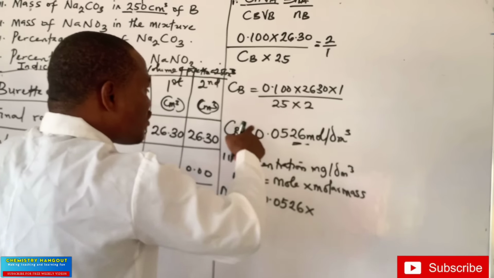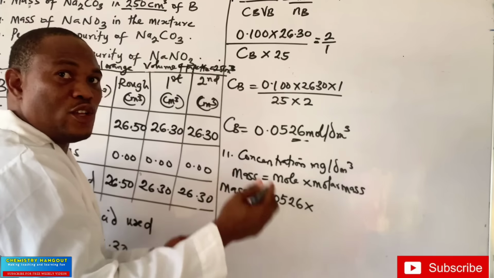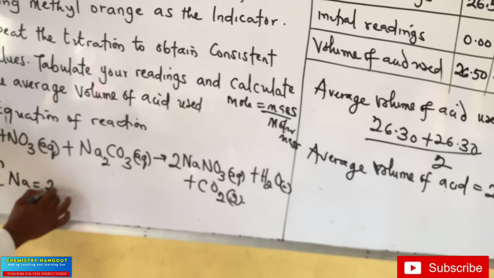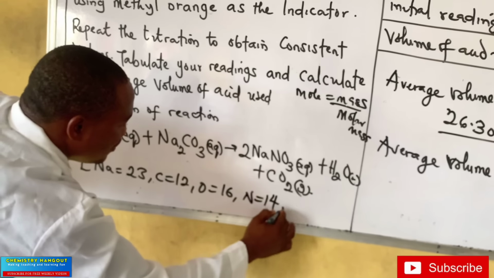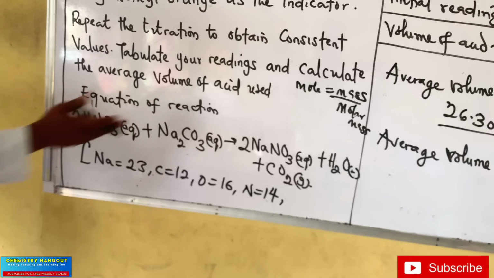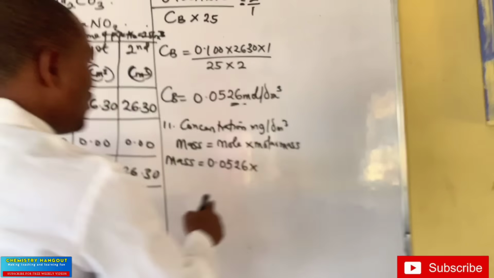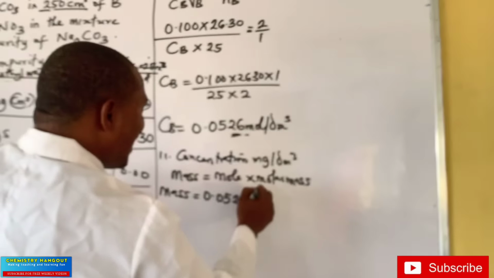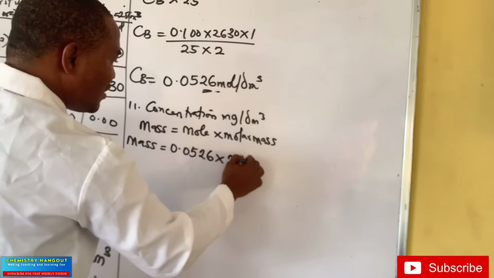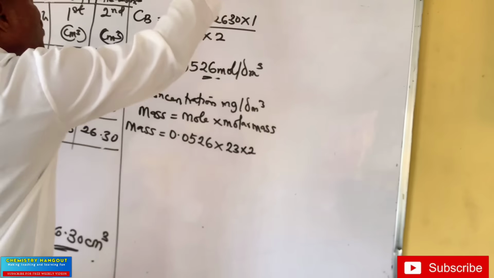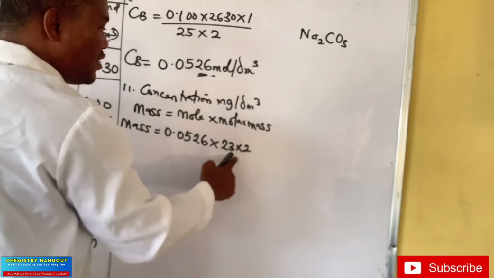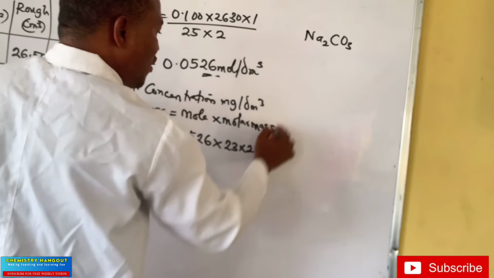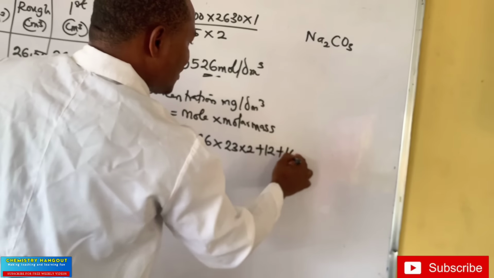0.0526 times the molar mass of sodium carbonate. They would have given us Na to be 23. Let me write it here so that we can use that if we want to. So Na is 23, carbon is 12, oxygen is 16, nitrogen is 14. Anyone we actually want to use, they will always give us all this. So let's go back to that place now. We have Na2CO3 now. So Na2CO3, that's 23 times 2. You get that now? Na is 23 times this 2, plus carbon is 12, plus this 16 times 3.